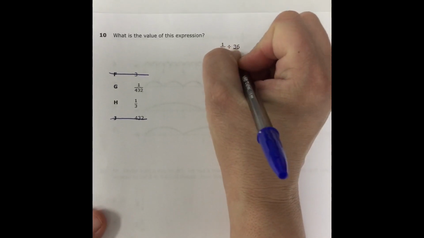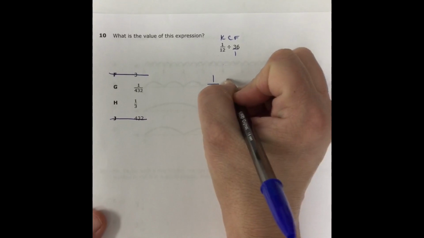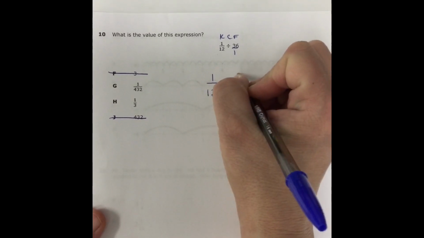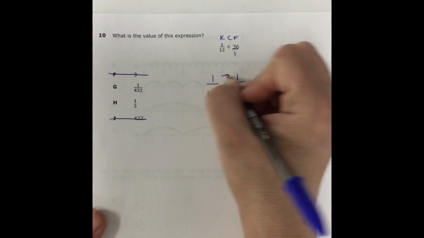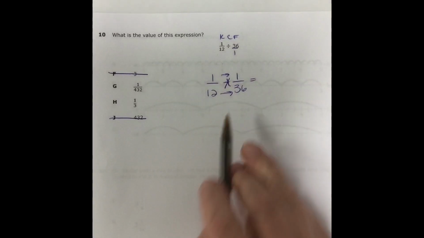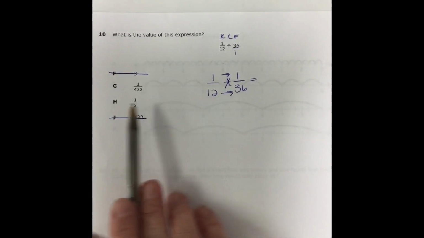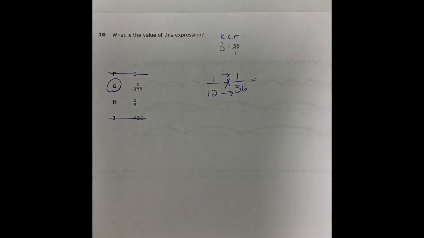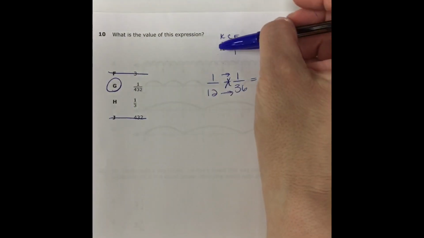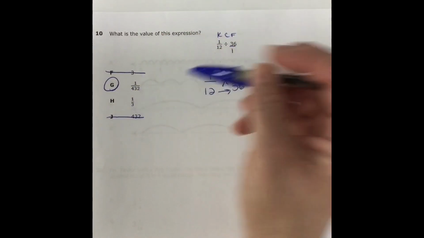Okay, put a 1 under the whole number. Keep, change, flip. 1 over 12 times 1 over 36. So then you just multiply across. And I know I don't even have to do the math for it. I know that 12 times 36 is going to be way more than 3. So that means my answer is G. I did not even have to solve this one. If you just know the facts that starts with a fraction, ends with a fraction, you eliminate 2 answer choices.